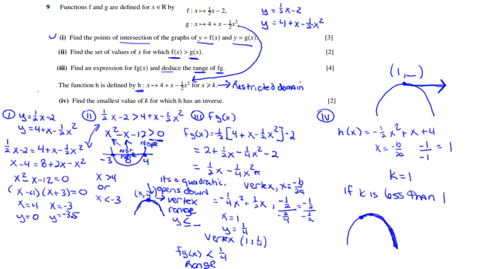Well, that's not going to be a one-to-one function. It does not pass the horizontal line test. And so that's not going to result in an inverse. So I want to stick with the vertex and pick all the values that are bigger than that x. Okay?